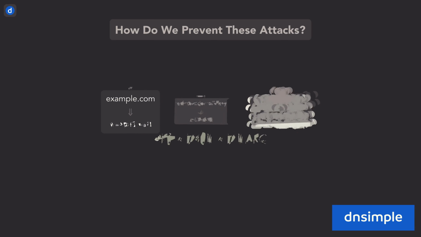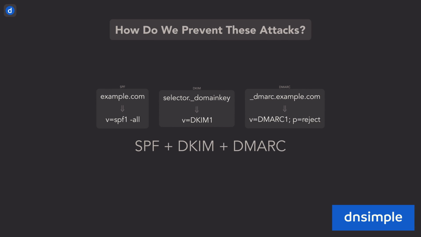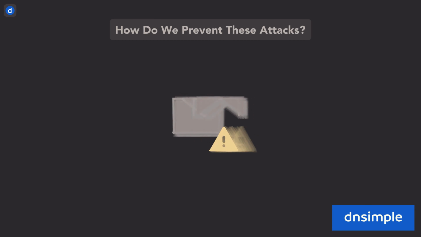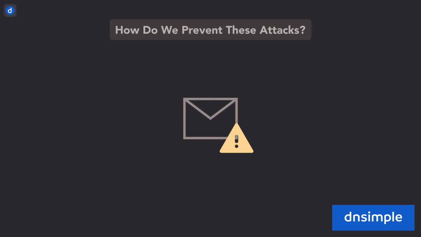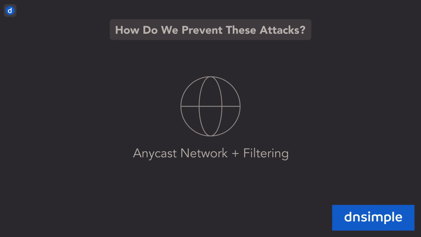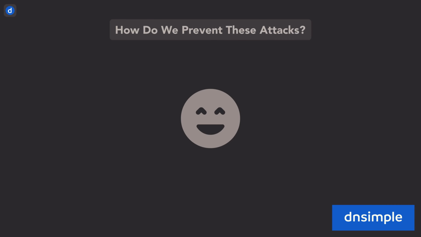For email spoofing, DNSimple provides SPF, DKIM, and DMARC records, which give email servers the tools that they need to detect and reject spoofed mail. And finally, for DDoS attacks, DNSimple's anycast network and filtering keep your queries resolving even when an attacker throws everything that they have at your site.